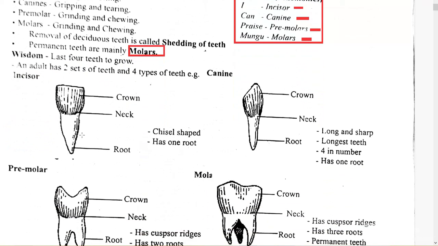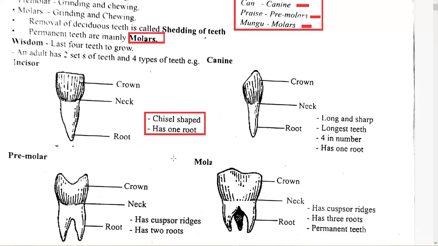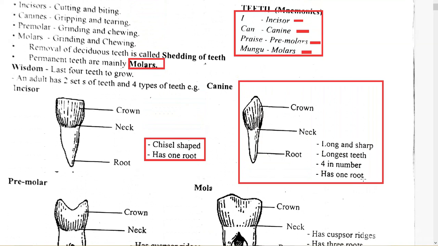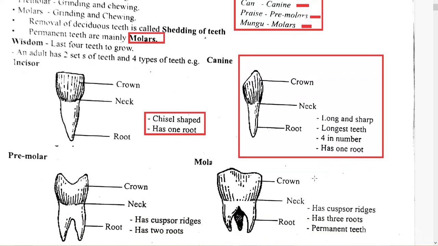So this is how the incisor looks like. We have the root, the neck, the crown. It is chisel shaped, has only one root. The canine, this is the canine. It has the crown, the neck, the root. It is longer and sharp, the longest teeth, 4 in number, has one root.